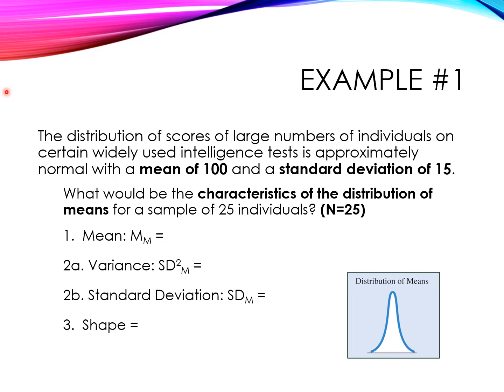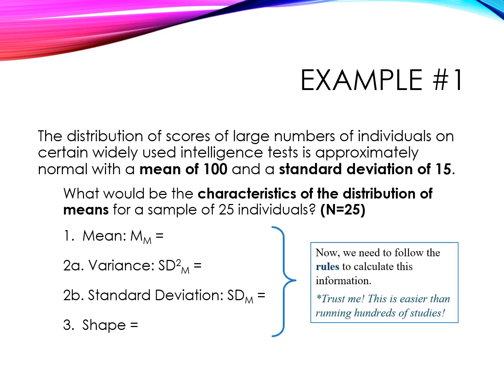All right, first things first. I've noted that we have an N of 25, but notice now we're focused on the distribution of means, okay? So let's focus on the first one. We need to follow the rules. Remember, we've talked about the rules to calculate the information. And remember, trust me, this is easier than running hundreds of studies. I've run hundreds of studies. They're long and tedious. I've done them on paper and I've done them on computers. And boy, they are long and tedious. So let's see how this goes. This is a lot faster.